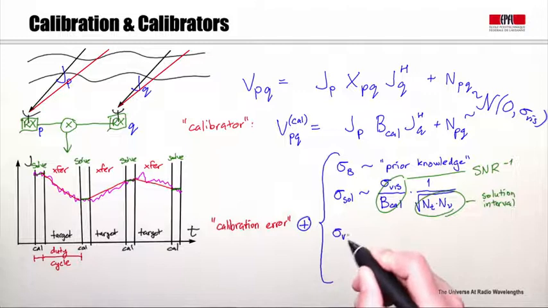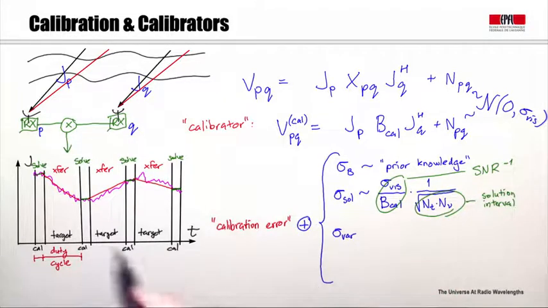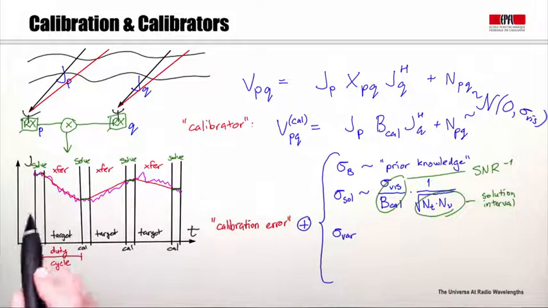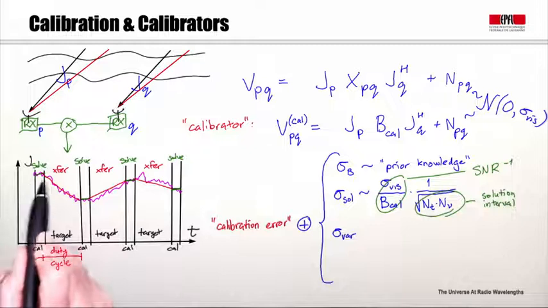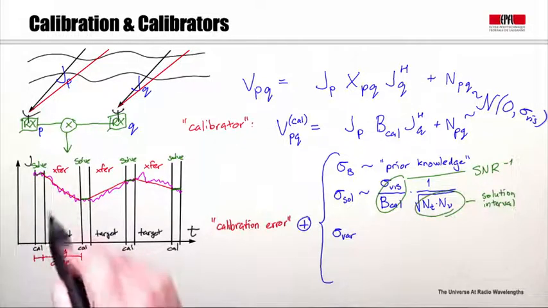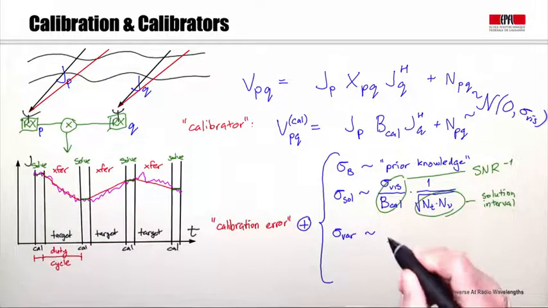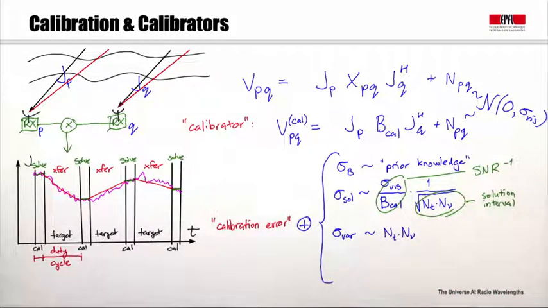Let's call it sigma var. This is the intrinsic variation of J over the solution interval. So kind of the difference between the purple curve here and the green solution. Now, obviously, this error is going to go up with the length of the solution intervals. And notice that these three errors are inherent to the calibrator scans. We haven't even gotten to the target scans yet.